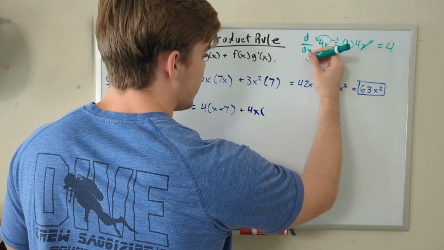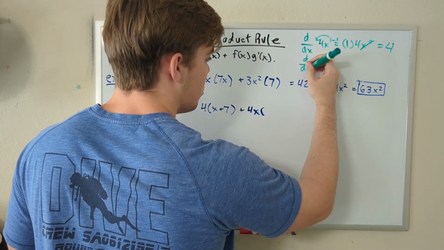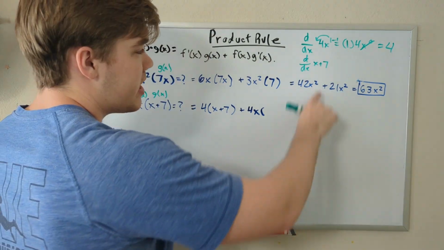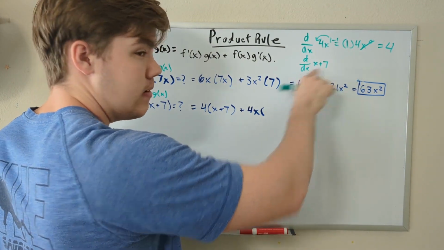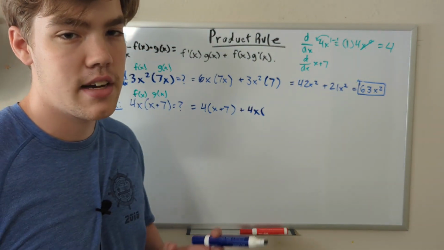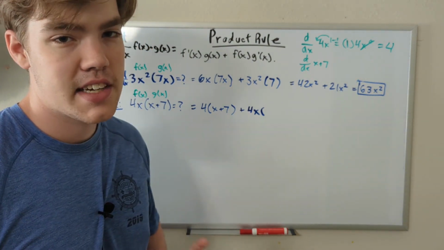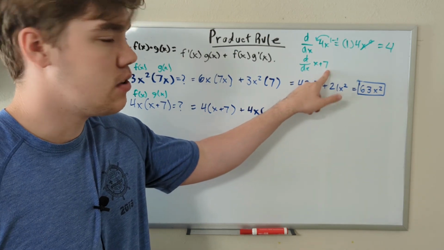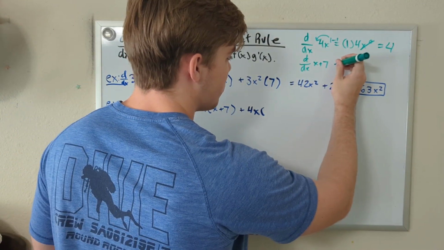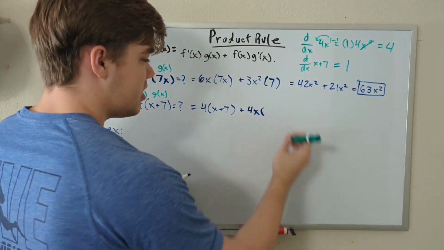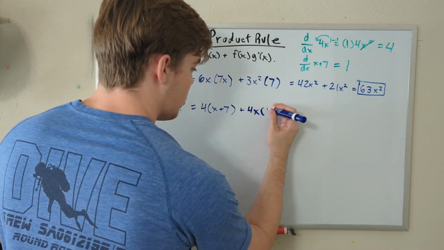Doing that up here, we get d dx of x plus 7. So we can actually split this between the addition sign, meaning we can solve this derivative and this derivative individually and combine them together to get our final derivative. The derivative of x is just 1, and using the constant rule, the derivative of any constant is just 0, so this derivative is just equal to 1. So this is just 4x times 1.